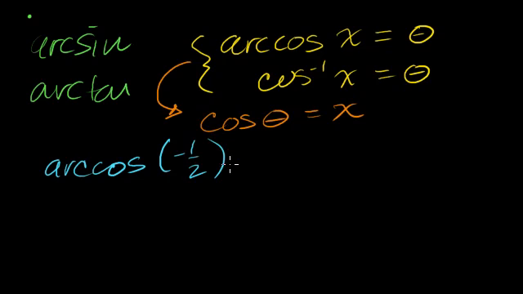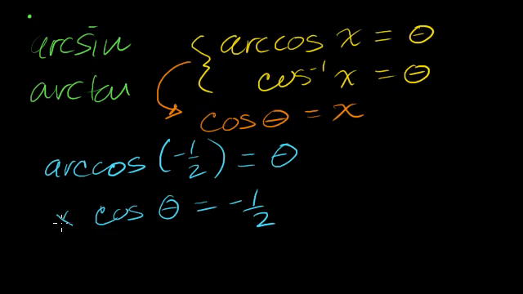Let's say this is going to be equal to some angle. This is equivalent to saying that the cosine of my mystery angle is equal to minus 1/2. And as soon as you put it this way, at least for my brain, it becomes a lot easier to process. So let's draw our unit circle and see if we can make some headway here.